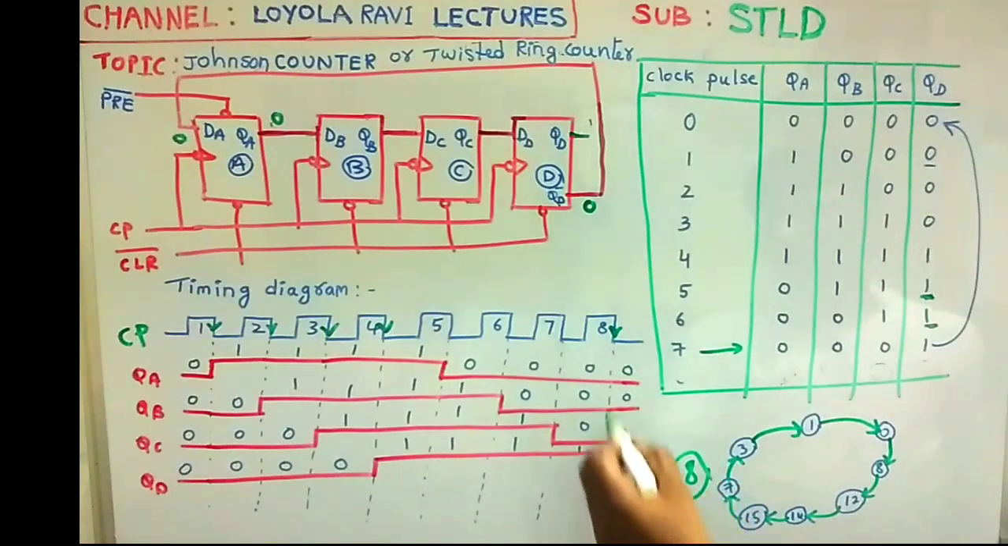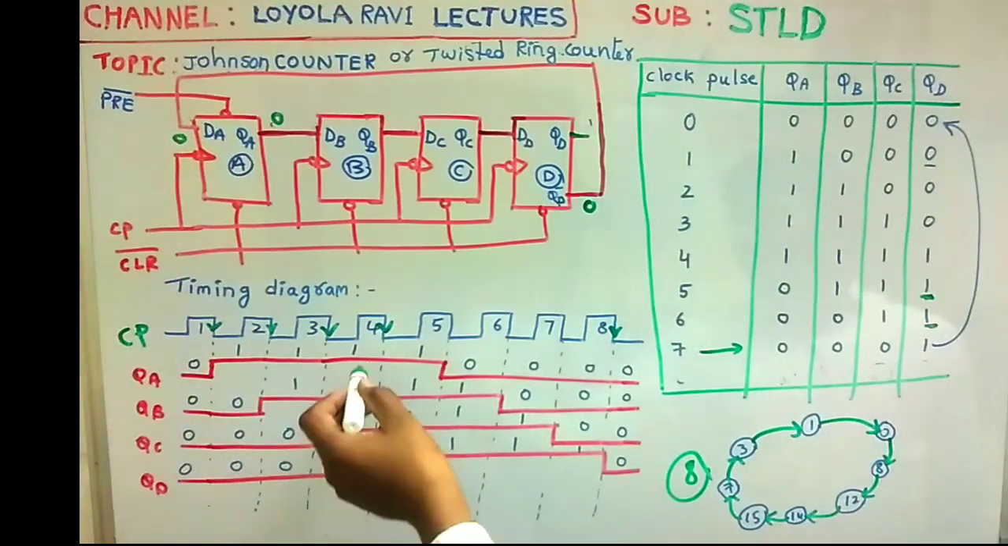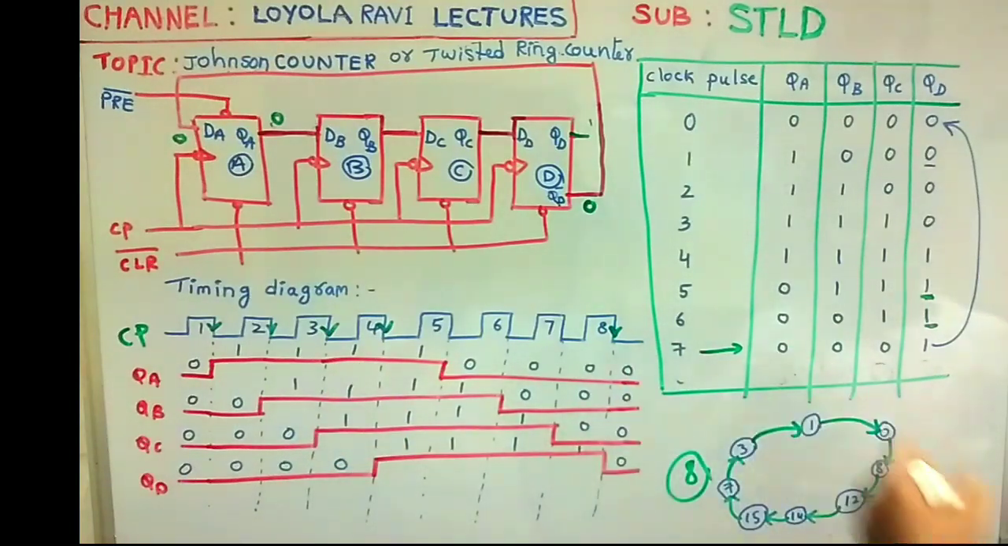This is the end. From this, again we get 1 0 0 0, 1 1 0 0, 1 1 1 0 like that after the 8th clock pulse. Okay, so this is the timing diagram. For your understanding, I drew this. And this is the truth table, the state diagram and the circuit diagram. This is a Johnson counter or twisted ring counter.